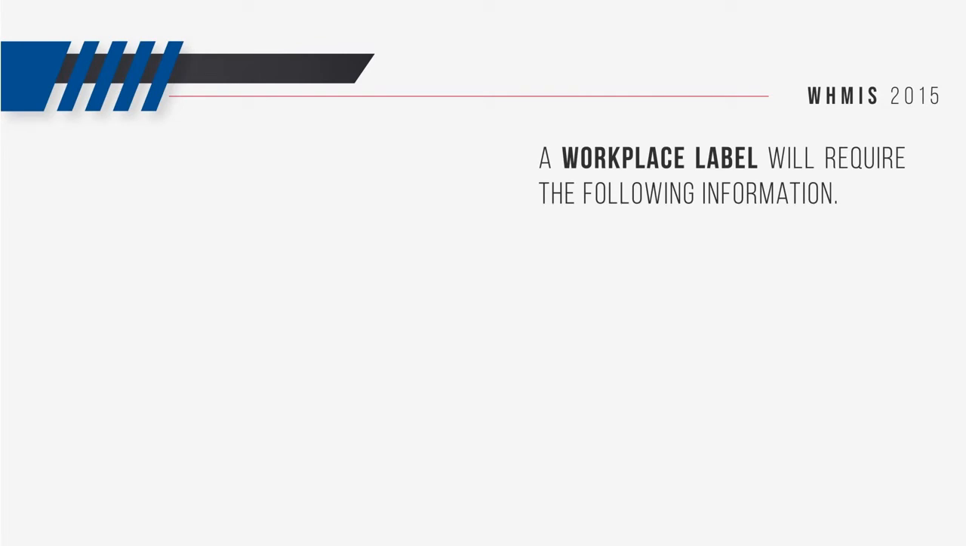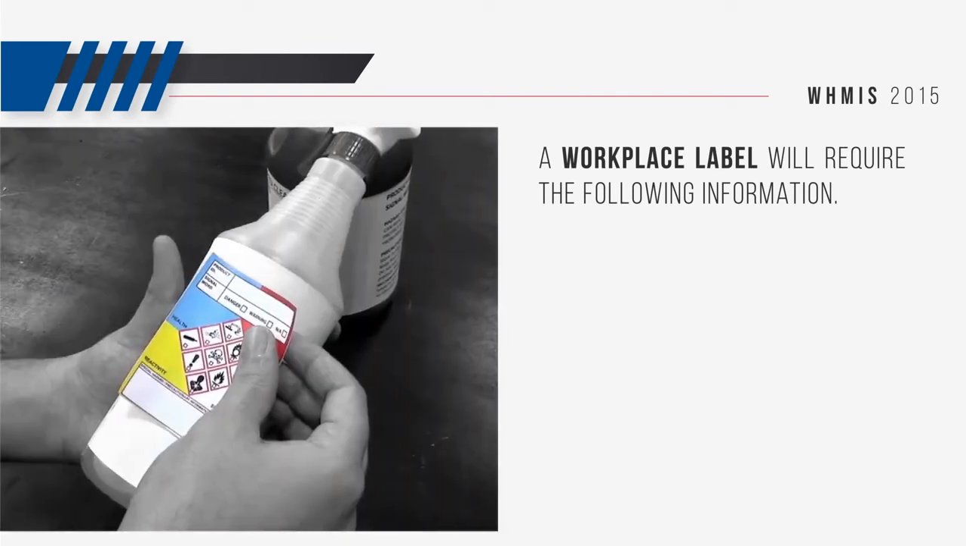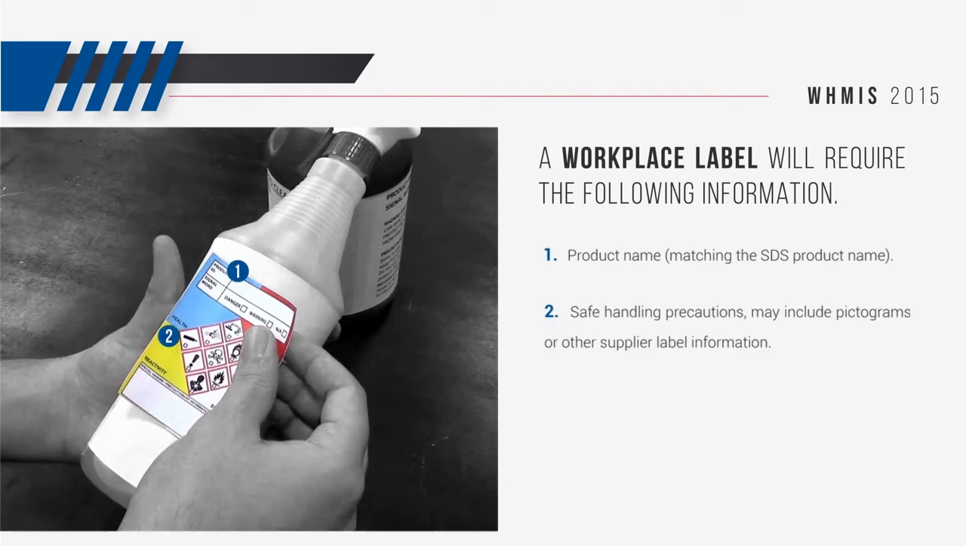A workplace label will require the following information. 1. Product name, matching the SDS product name. 2. Safe handling precautions, which may include pictograms or other supplier label information. 3. A reference to the SDS if available.